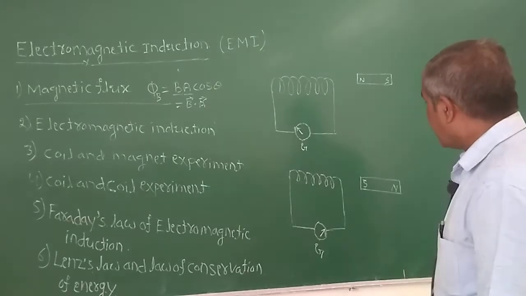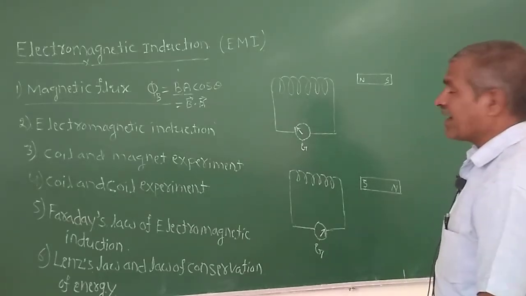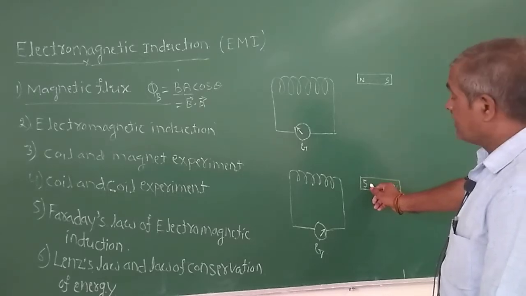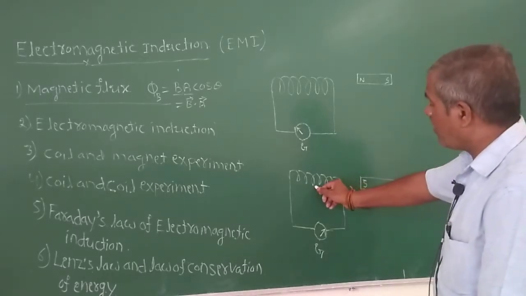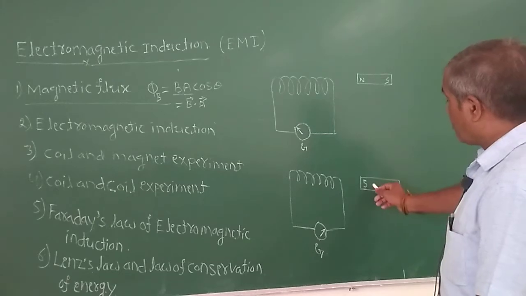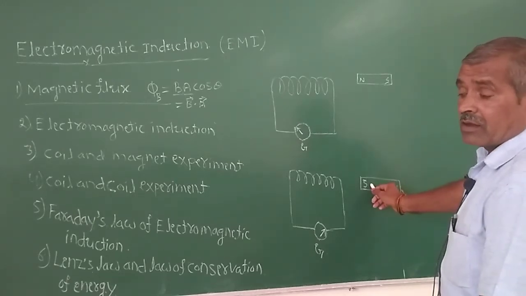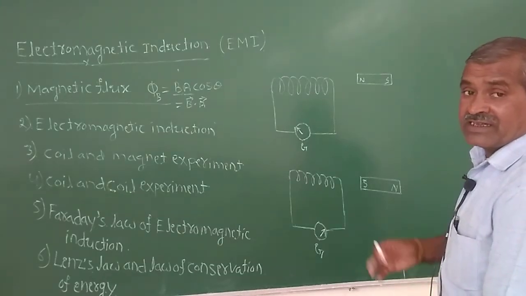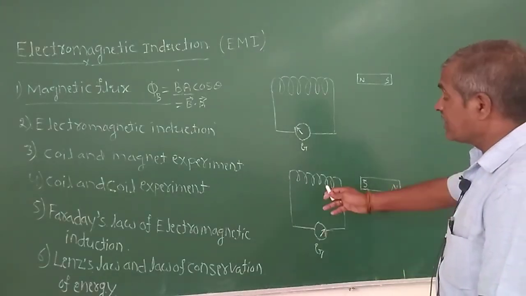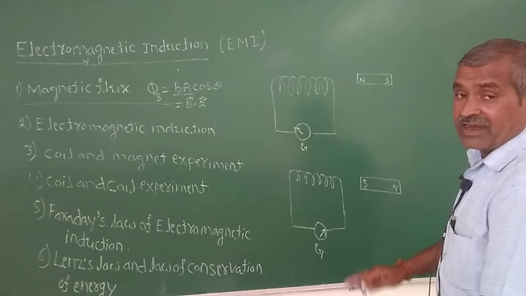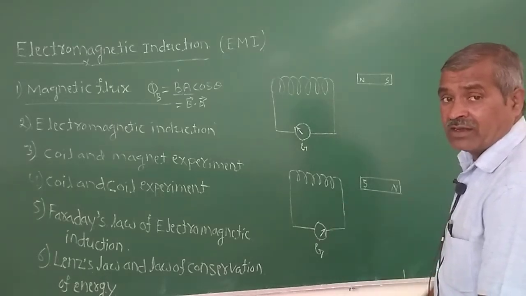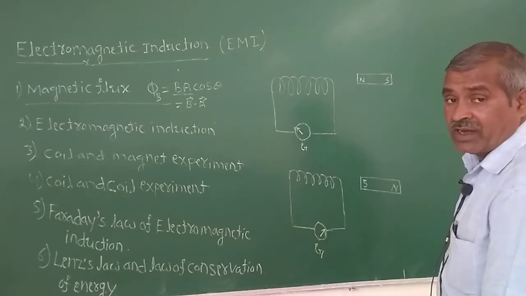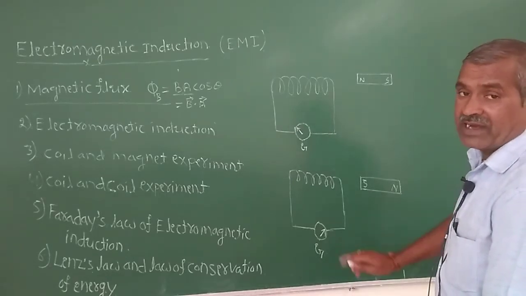When the poles of the magnet are reversed, the south pole of the magnet is suddenly brought nearer to this coil. Then the magnetic flux linked with the coil changes, and an EMF is induced in this coil. Therefore, an induced current is set up in this coil. The galvanometer shows deflection.